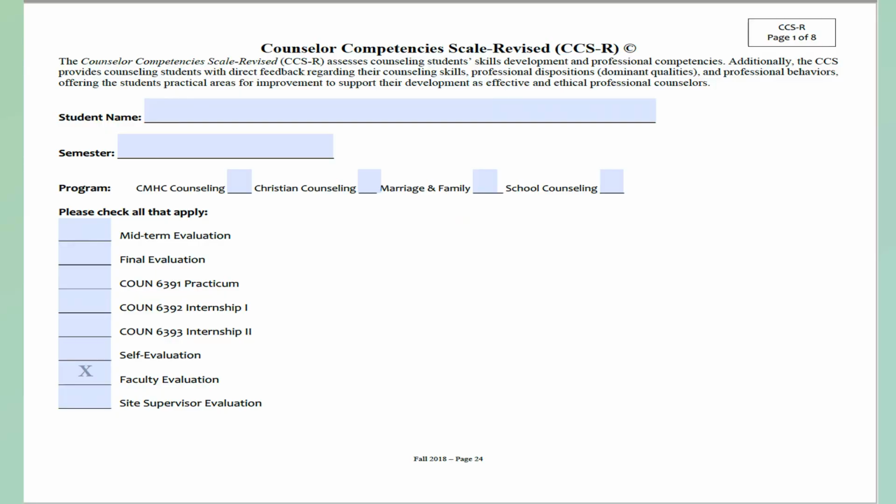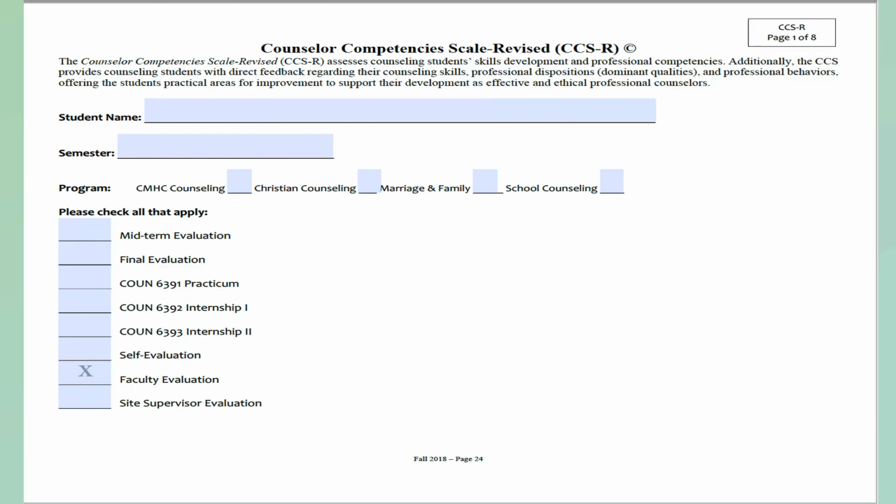As some of you can recognize, this is the CCS-R. What we've done is we've taken the second section of it because the second section is really about those personal qualities of a counselor. And so we'll have your name on there, the semester, what program you're in. And this is a strictly faculty evaluation, what they see when you are entering their classroom, with regards to how you interact.